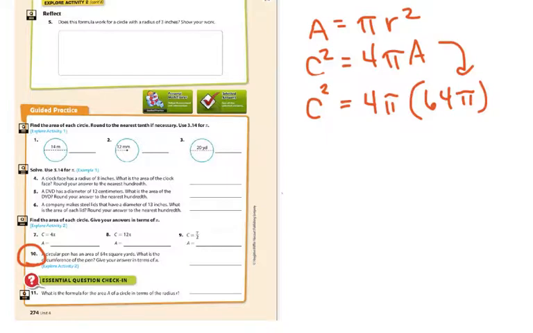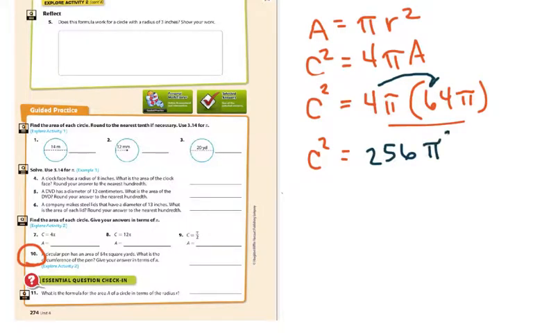And now I just have to simplify this side of the equation. So I'm left with c squared equals, now I'm multiplying. I'm using the distributive property right here, right? Actually, it's not even the distributive property, sorry about that. I'm just multiplying 4 times 64, which equals 256, and pi times pi is pi squared. And so this is where I'm left with the equation.